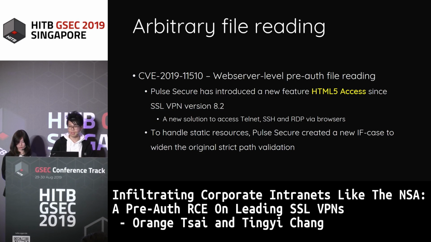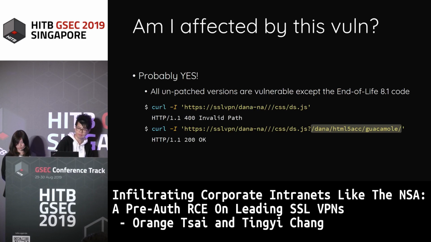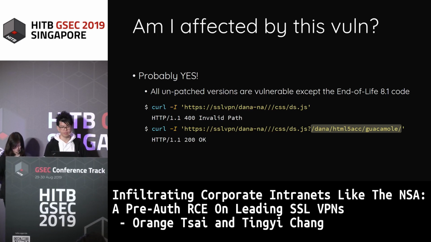In order to adapt to the new feature, PearlSecure created a new if condition to handle all static resources. Thanks to the new feature, the original strict validation has been bypassed. Another effect of this is that all unpatched versions except the end-of-life versions are affected. Here is the payload for you to check your SSL VPN. When there is a special path at the end of the URL, the path validation becomes loose.